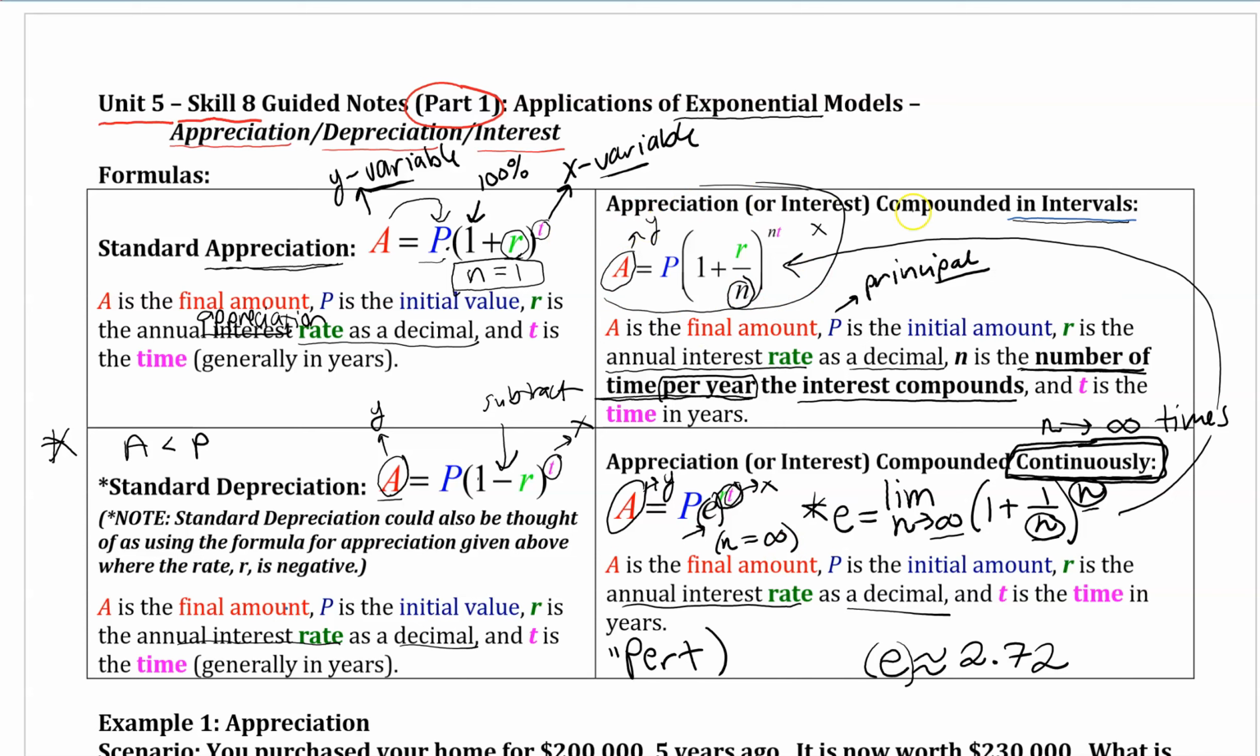So this compounding in intervals formula is really everything in between 1 and infinity. If you have it compound 2 times or 3 times or 10 times or something, some number of times that's more than 1, but not quite continuously, not quite infinity. So that is kind of the background of all of these formulas. Now we're going to go ahead and look at some examples and apply these formulas.